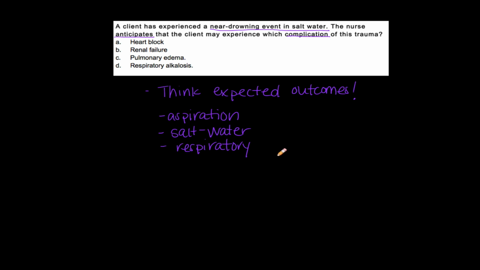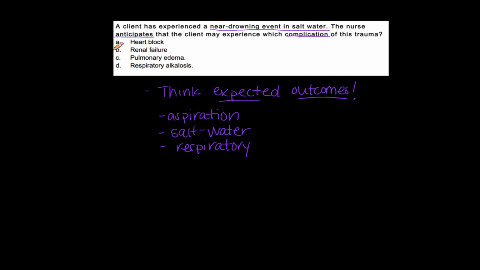What's the expected outcome? Someone submerged in water is going to aspirate the water because at some point we know that the person takes a breath. It's inevitable. It's an involuntary action. So I am anticipating my expected outcome that this patient is going to aspirate salt water. That means they're going to inhale salt water into their lungs. So the first thing I'm thinking about is a respiratory issue. That's where I should be going.